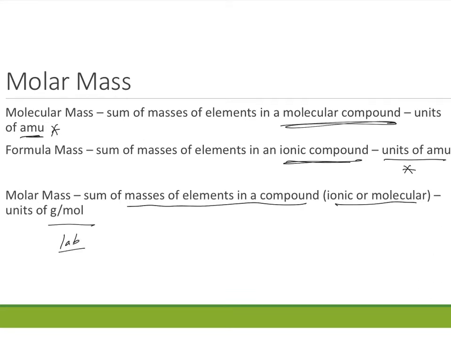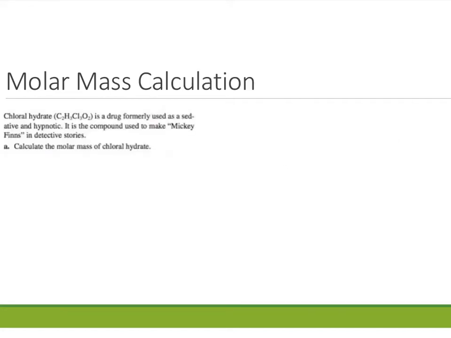Now, because they are exactly the same, the sum total of the masses of the elements in the compounds, often we use these words interchangeably, saying molecular mass when we really mean formula mass, or saying molar mass when we mean molecular mass, or vice versa. It doesn't matter. Pick the units you need. If you're looking at single atoms or molecules, AMUs. If you're looking at lab quantities, grams per mole.